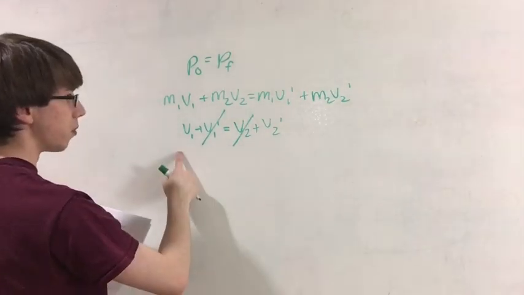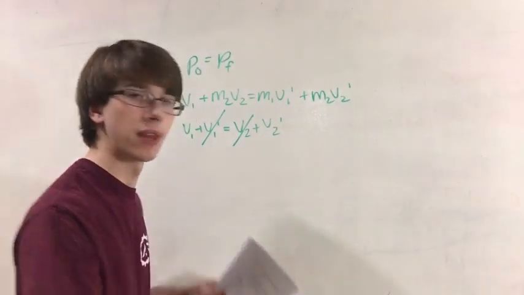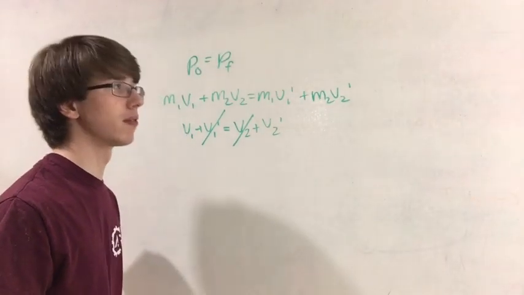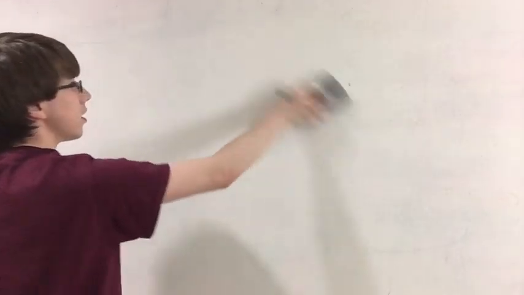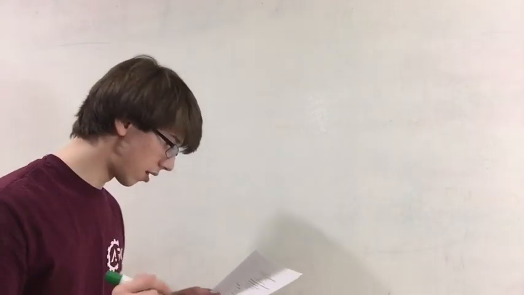So as a result, we get V1 is equal to V2 prime. So the speeds are the same. That means that the masses have to be the same. So therefore, we can conclude that, obviously, the mass has to be 3 grams in order for the first one to stop and the other one to keep going.